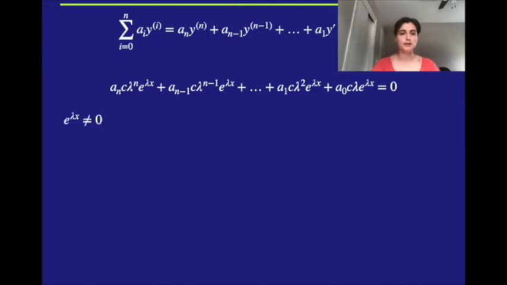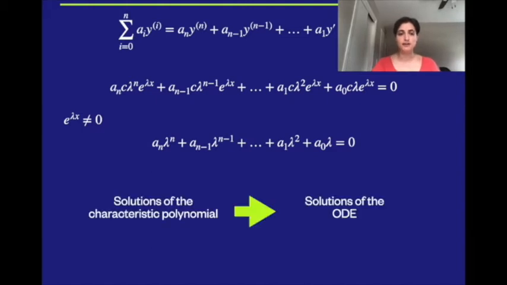Now, we know that the exponential of lambda x is non-zero, actually for almost all the values of x. This is pretty good because then we can divide by e^(lambda x). We can also divide by the constant that we assume to be non-zero, so we get back to actually having the characteristic polynomial I just introduced. And the claim is that the solutions of the characteristic polynomial allow us to construct the solutions of the ODEs because they feed back into the ansatz that I just created.